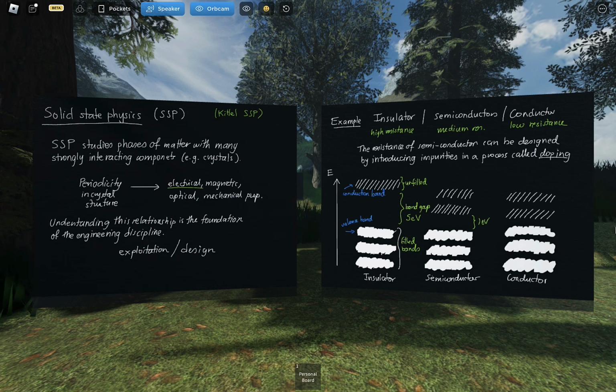That ability to control the resistivity of the material by applying a voltage. And a conductor is just where there is no gap. Okay, so it's easy for an electron to just jump up to this conduction band, zip to the other end of the material, and hence it's a conductor.